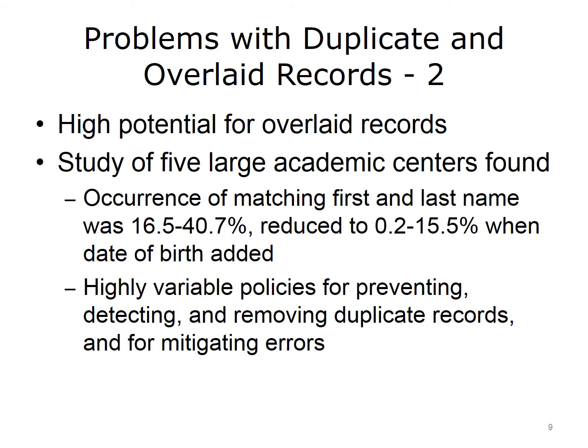In one analysis of 5 large academic medical centers, it was found that the occurrence of patients who have the same first and last name was anywhere from 16 to 40%, although it was reduced when the date of birth was added. This analysis also found that these institutions have highly variable policies for how they prevent duplicate records, how they detect them, and how they remove them once they're found. These institutions also have different approaches to mitigating these errors when they do happen.